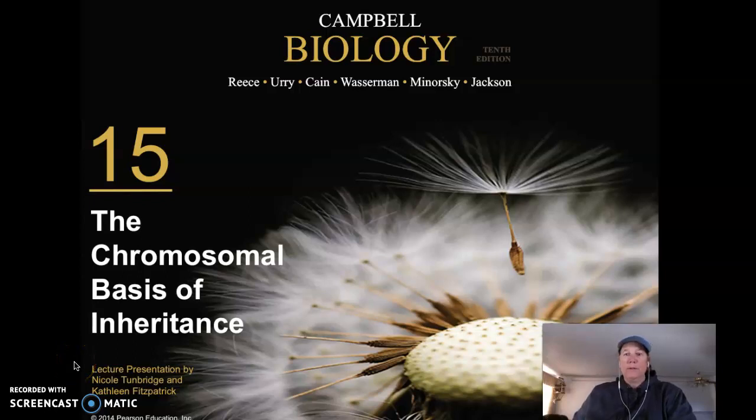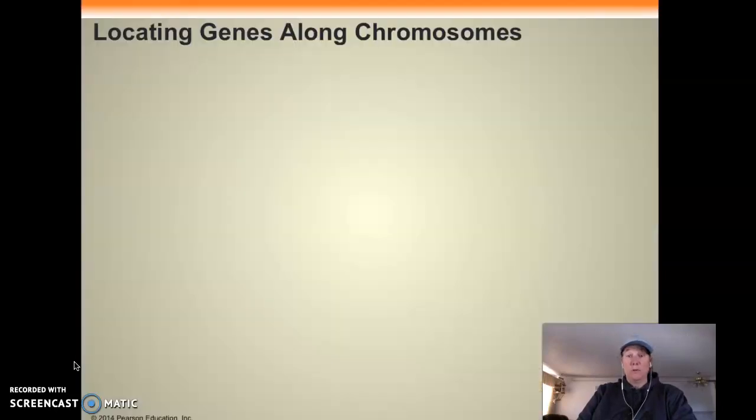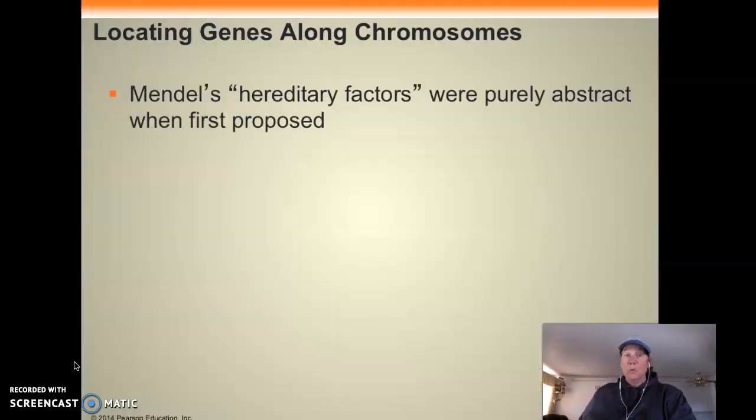We're going to continue today with chapter 15, which is more about genetics. And now we're going to look just at that chromosome. Again, the chromosome is the basis of all inheritance. The information to build you and everything about you is on those chromosomes. So when Mendel did his work, he didn't know about chromosomes.